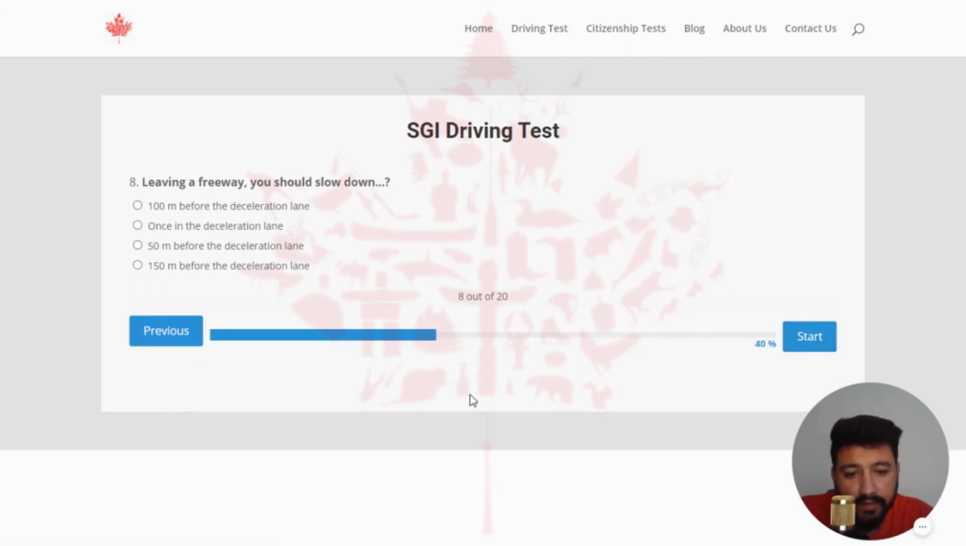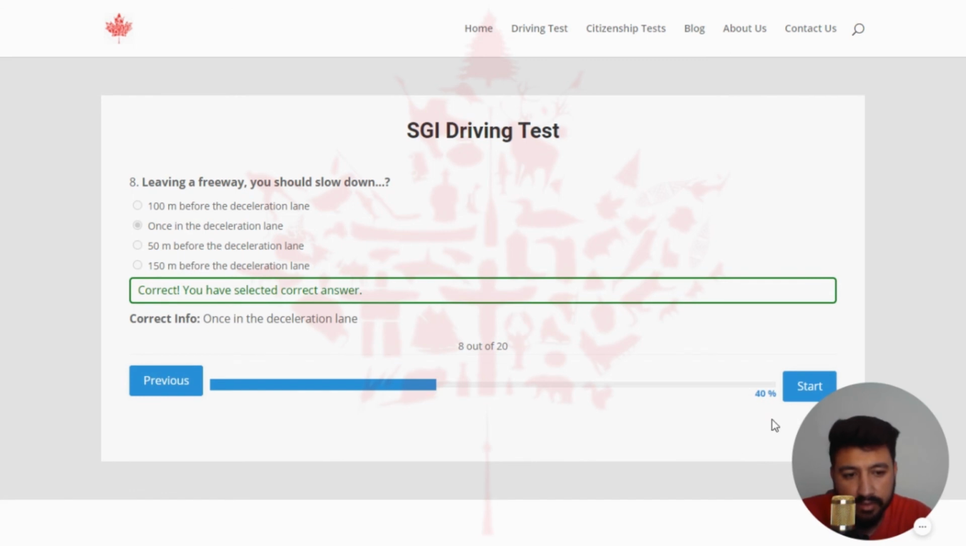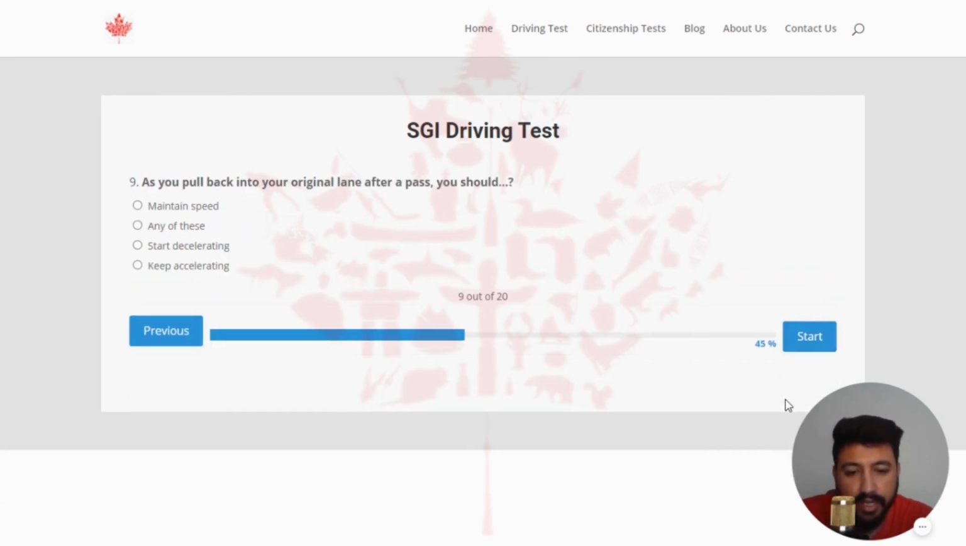Next, leaving a freeway, you should slow down. The right answer of this question is once in a deceleration lane. So I'm going to select the second option, which should be the right one. Yeah, correct.